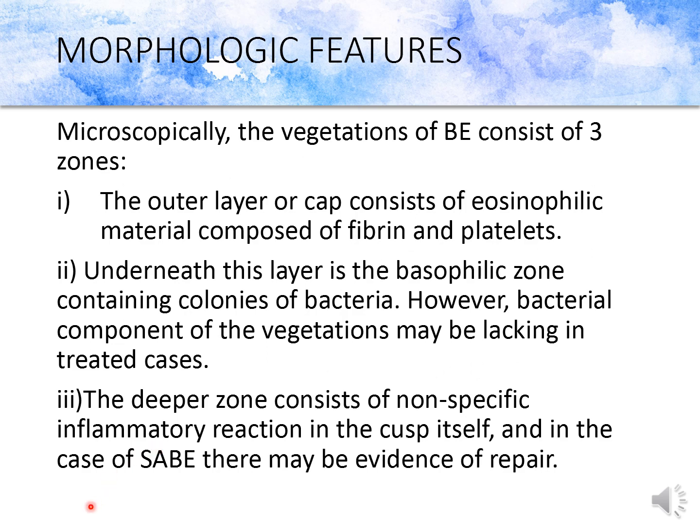Microscopically, the vegetation of bacterial endocarditis consists of a few zones. I have already shown in the picture that the outer layer of the cusp consists of eosinophilic material, which includes fibrin and platelets. Then we see a basophilic zone with colonies of bacteria, and a deeper zone of non-specific inflammatory reaction, and sometimes the evidence of repair.